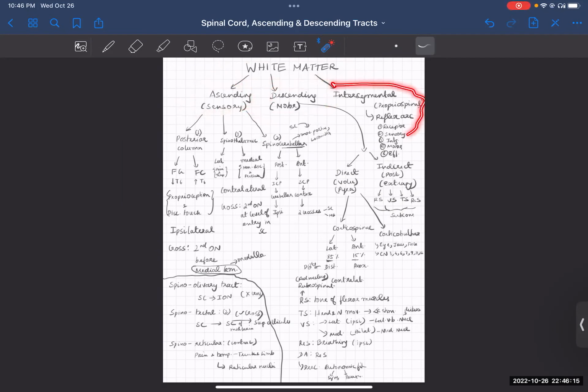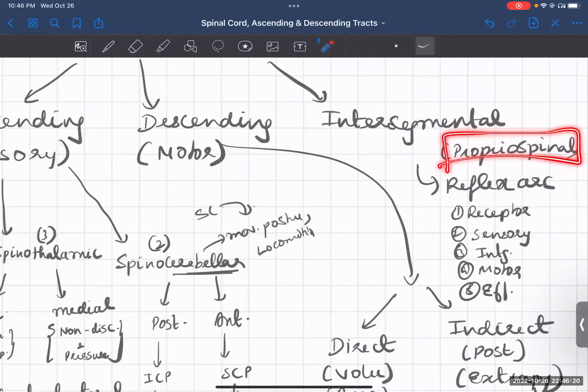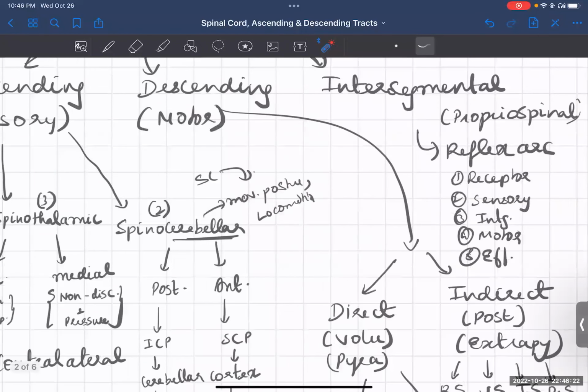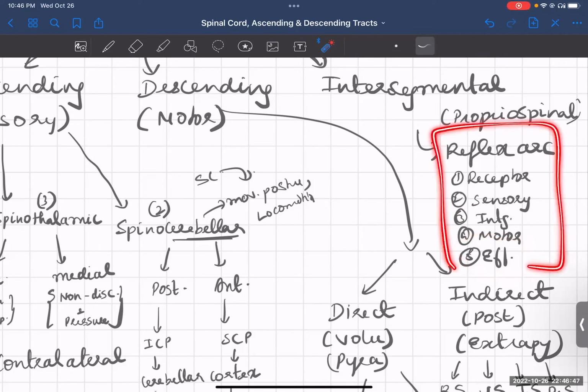The only small portion that is left is your intersegmental, which is also known as the propriospinal. Intersegmental tract is very simple and we've been studying it since our schooling days. So it just involves a reflex arc starting from your receptor. You touch someone, receptor takes the sensation through your sensory neuron to your spinal cord. In the spinal cord, it is going to integrate the information and through motor, it is going to come back and is going to cause the reflex to your effector neurons. So this is our reflex arc.